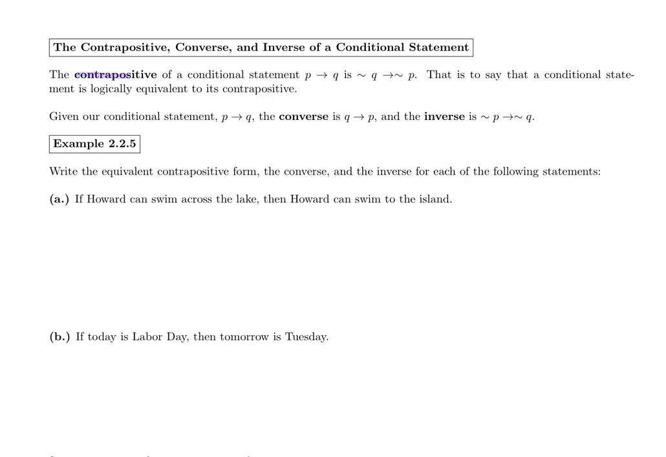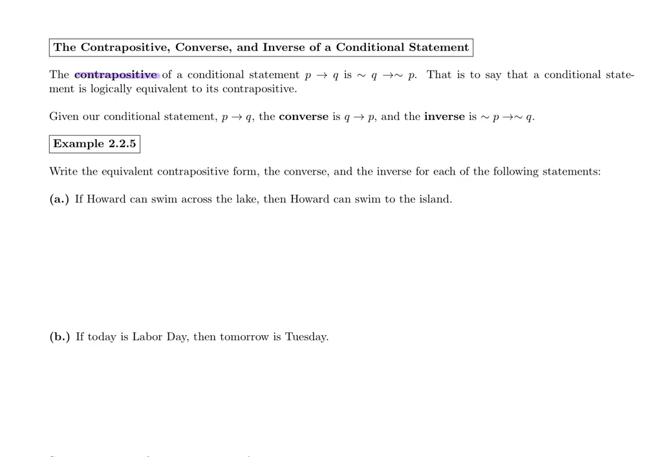One such is the contrapositive. Contrapositive says, if not Q, then not P. And the interesting thing about the contrapositive is it is logically equivalent to the conditional statement, as we're going to see from the two examples below.